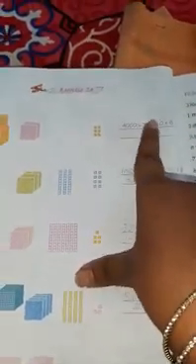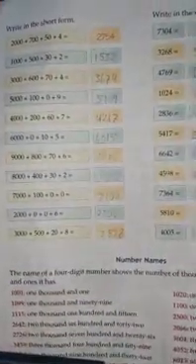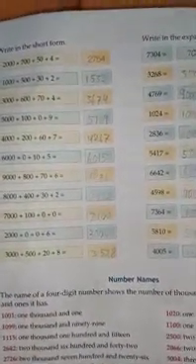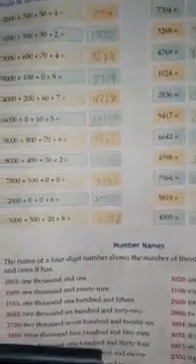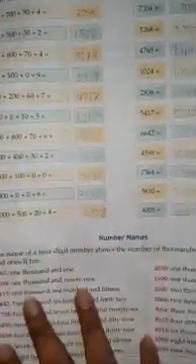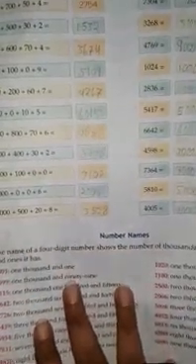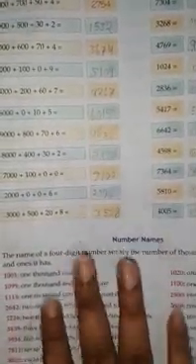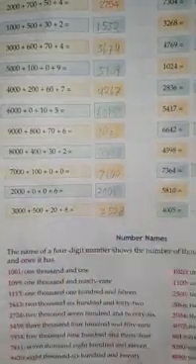After writing all of this, in the expanded form, write the number which you get. The rest you can do in your copy obviously. Here you will write in the short form. Then come to the number names. So it's only for practice. You can also write in your copy. Do not forget to write this one in your copy too.